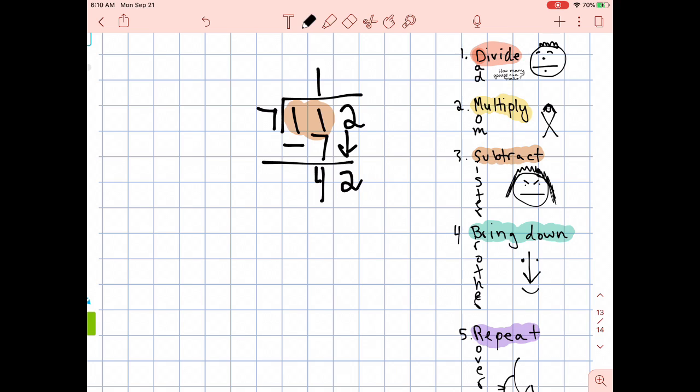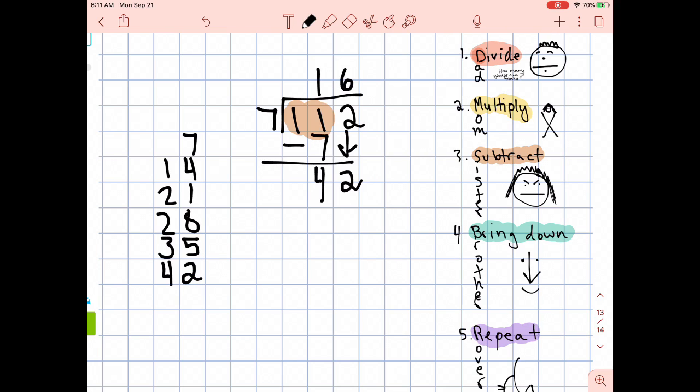And repeat. So go back up to step 1. Divide. How many groups can I make? How many groups of 7 can I make with 42? Let's go ahead and find out. 7, 14, 21, 28, 35. Have I gotten to 42 yet? I have not gotten to 42 yet. 35, 42. Here, I'm counting by 7s. 7, 14, 21, 28, 35, 42. How many groups did I make? 1, 2, 3, 4, 5, 6 groups. Record my answer up here.